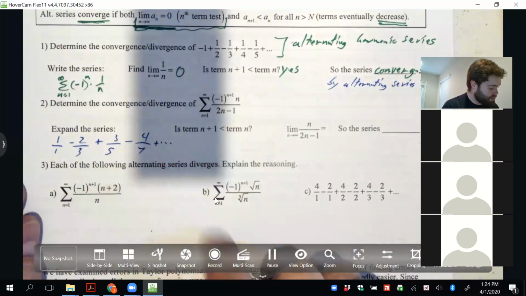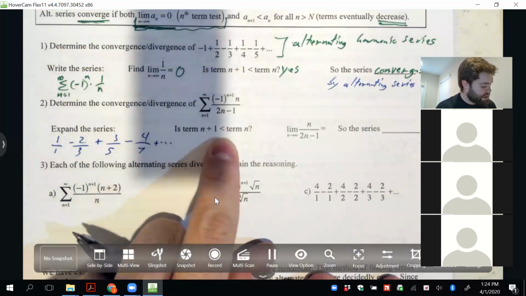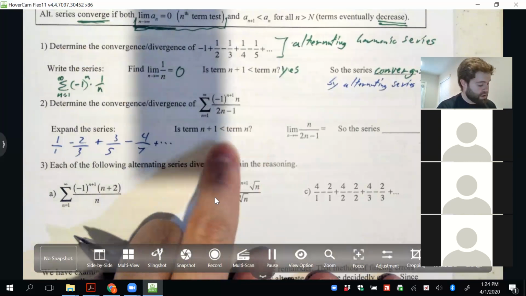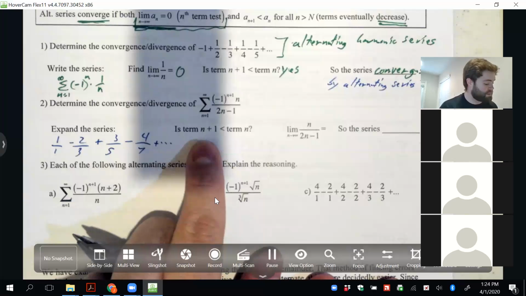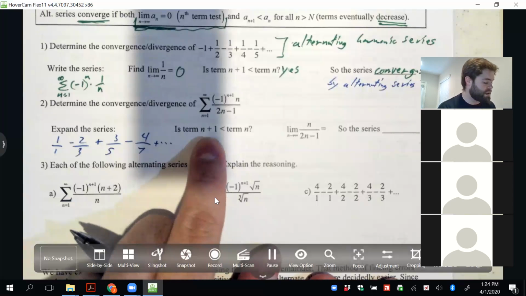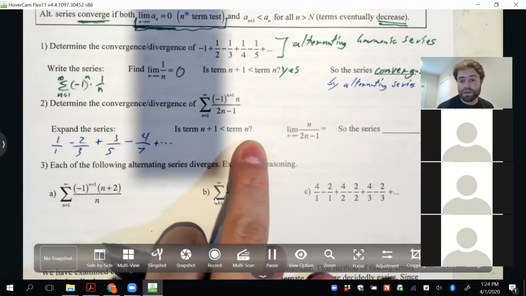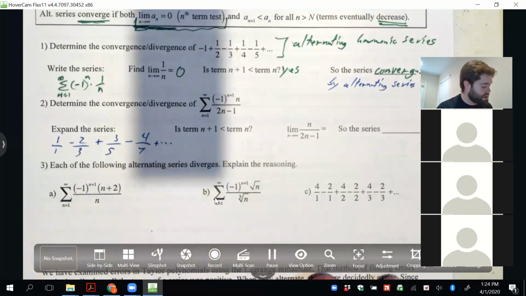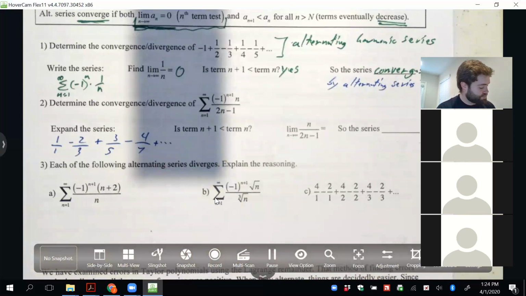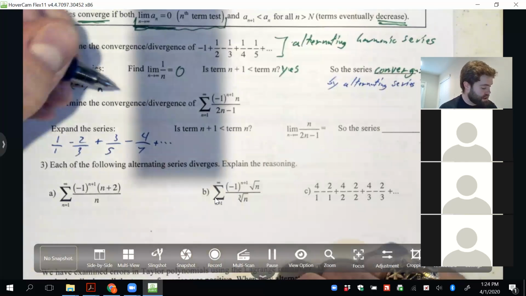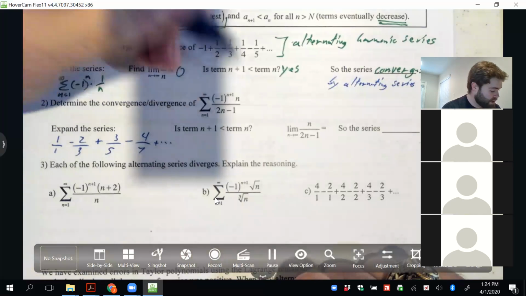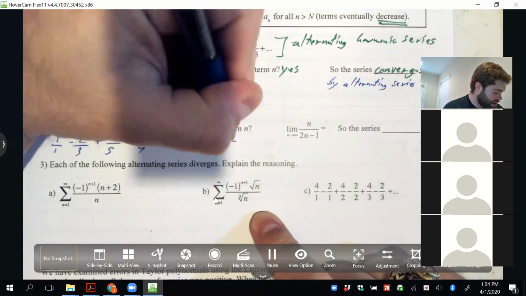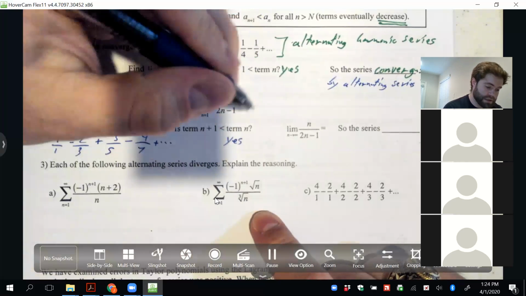Okay, so is term n plus 1 less than term n? Meaning, is each term less than its previous term? If I picked some random term, would it be less than the term right before it if we ignore the negatives? Yes. Yeah, that definitely would be happening since it is bottom heavy. So that would be a yes, it is decreasing.